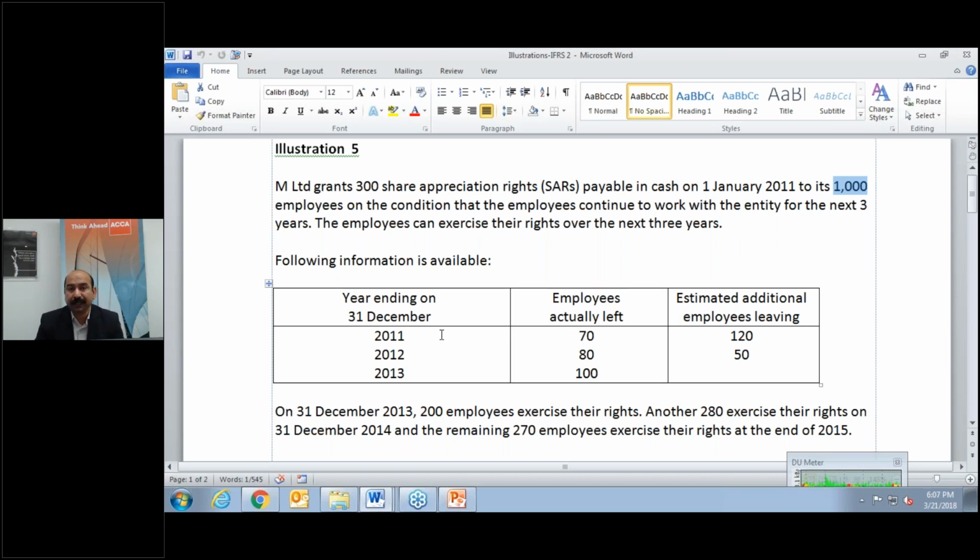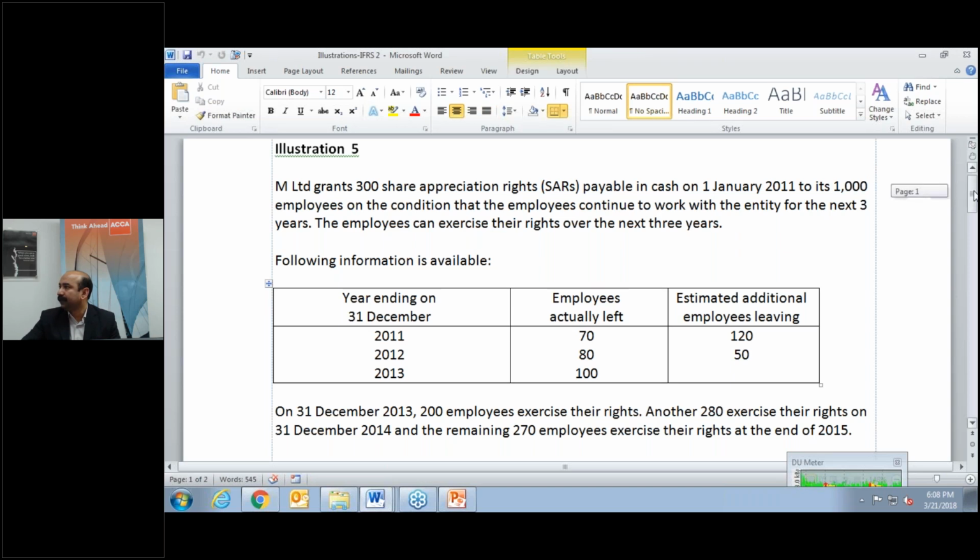So this means 300 into 810, which is the number of employees, into fair value. Now we'll have to see the fair value at the end of 2011, the date at which we are going to make the entry for this expense, and that is given over here, that is 13.1. So this means 300 into 810 into 13.1. This will give us the total expense.